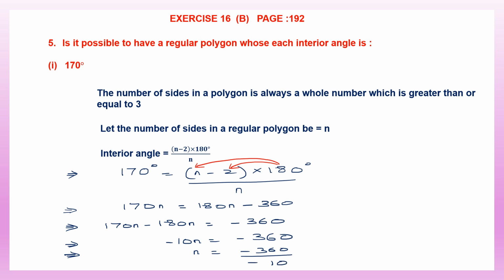So let's cancel. We can cancel the minus signs. We can cancel a 0. So now 36 by 1 is 36. That means the number of sides of this polygon is 36 sides. It has 36 sides. So since 36 is a whole number, the answer to this question is yes. It is possible to have a regular polygon whose each interior angle is 170 degrees. So the answer to this is yes, it is possible.